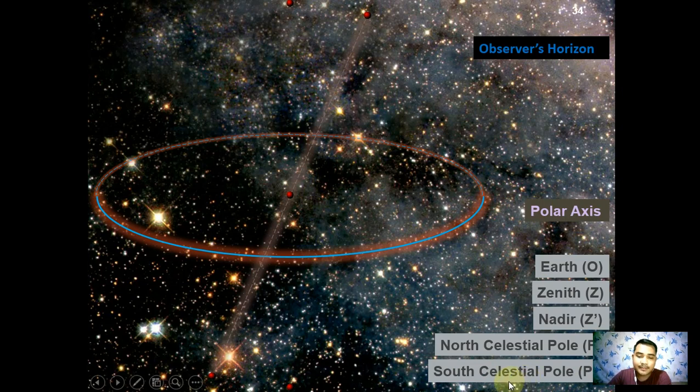denoted as P prime. We have also this axis, nag-connect sa atong zenith ug sa nadir. So ang tawag ng axis is the observer's vertical, or another term is vertical axis.